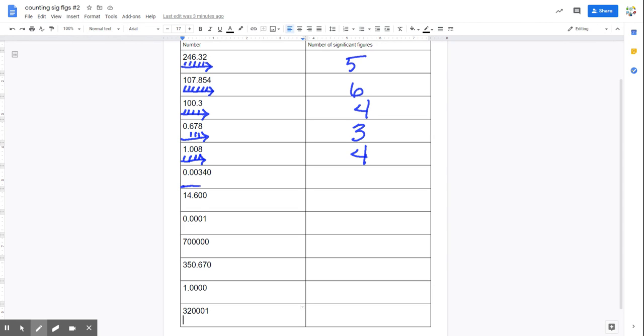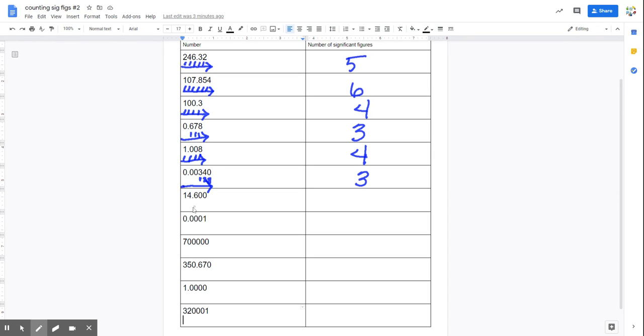Next, we have another one with a decimal place. These zeros do not count because they are before a non-zero. This is the first digit, that 3. Then we have the 4, then we have the 0. So this has 3 significant figures.